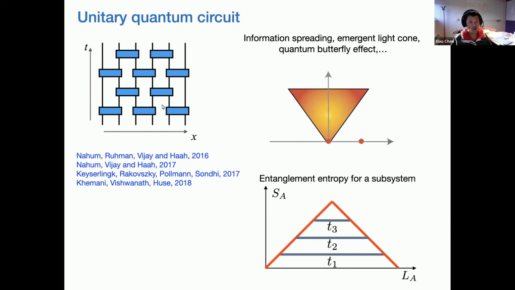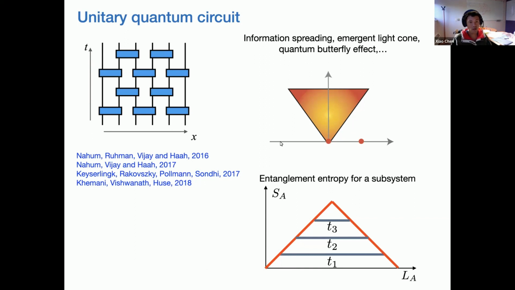In this talk, we are interested in unitary circuits with local interactions. We consider a circuit composed of two-qubit gates over here. The gates are applied on neighboring qubits. After some time evolution, the entanglement entropy for a subsystem will grow linearly in time and eventually saturate to a volume law scaling like this.